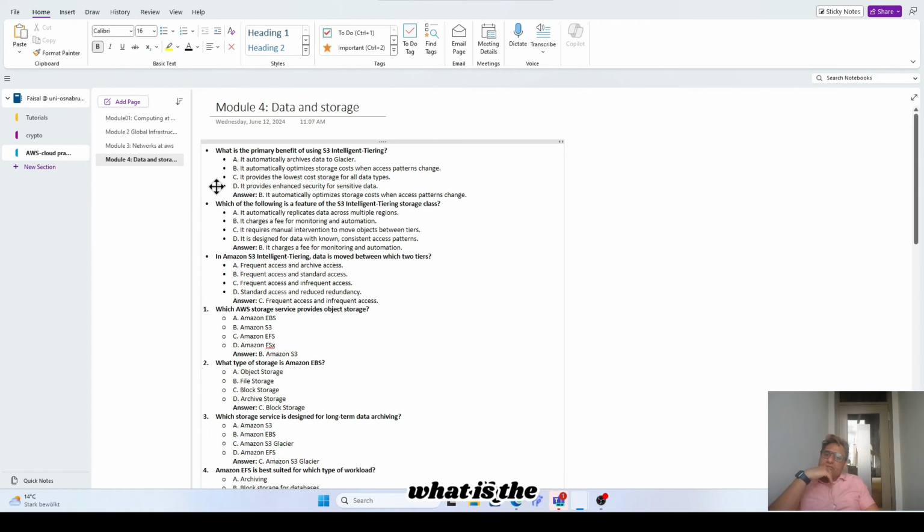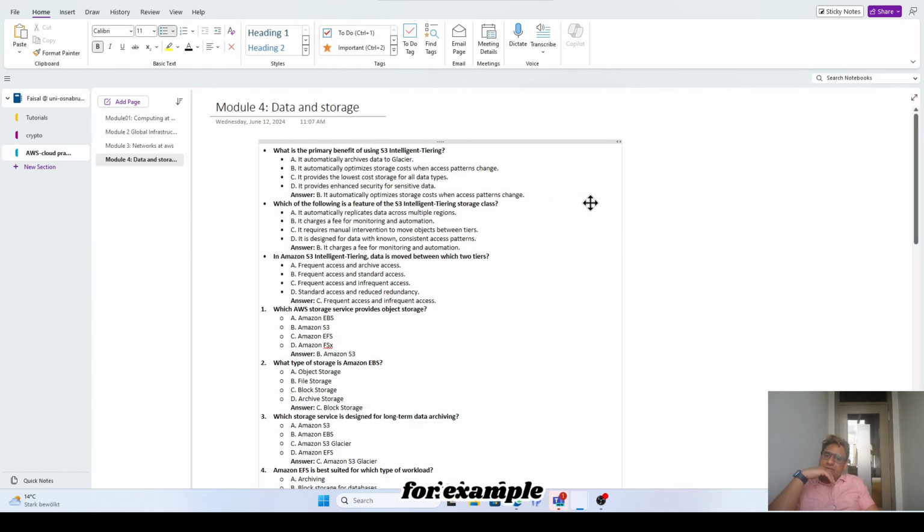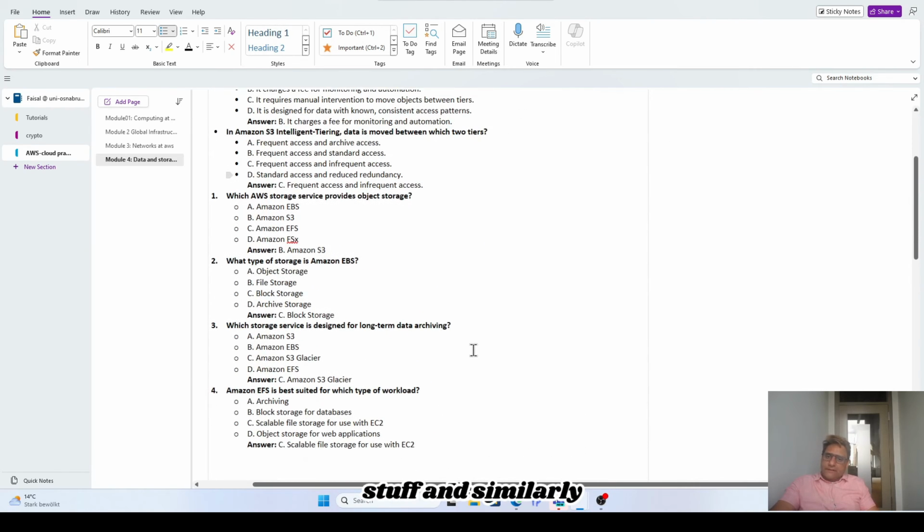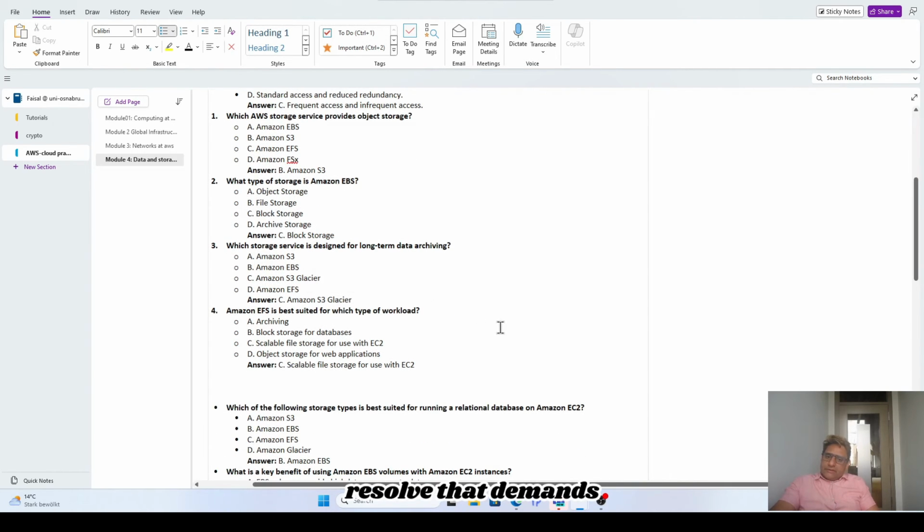Multiple questions. What is the primary benefit of using S3 Intelligent-Tiering, for example? As we have discussed, why we use Intelligent-Tiering, because it automatically optimizes for access patterns. What is true for Intelligent-Tiering, because it automates stuff. And similarly, object storage, which service is good for object storage, always S3. Elastic Block Store is a kind of block storage, and C is true. And what storage service is designed for long-term data archiving? It is the Glacier service, right?